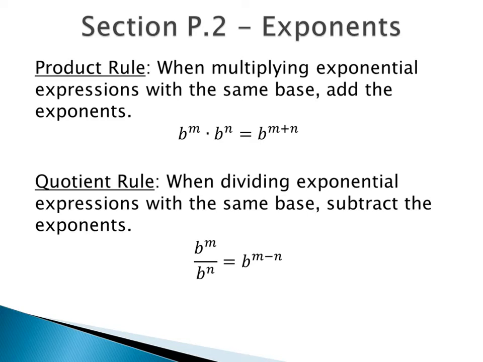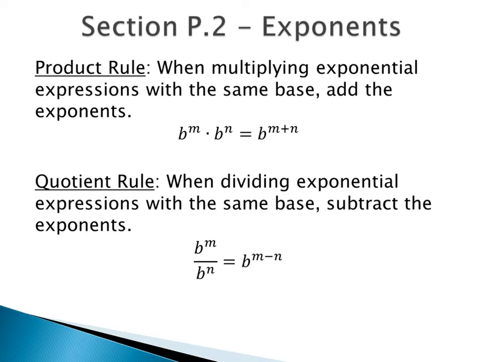The first is our product rule. When we're multiplying exponential expressions with the same base, we add the exponents. So b to the m times b to the n equals b to the m plus n. For our quotient rule, when we're dividing exponential expressions with the same base, we subtract the exponents. When you multiply, you add your exponents. When you divide, you subtract your exponents.